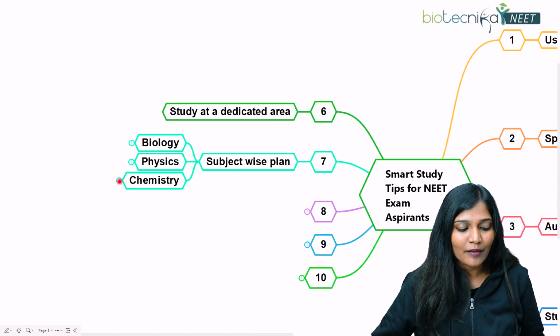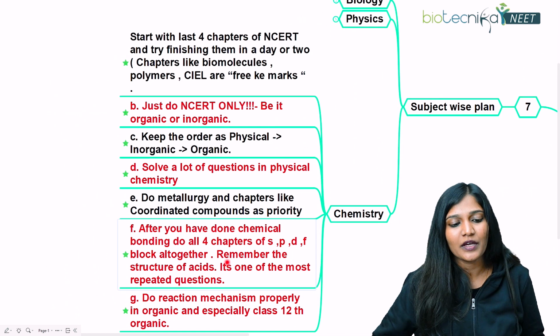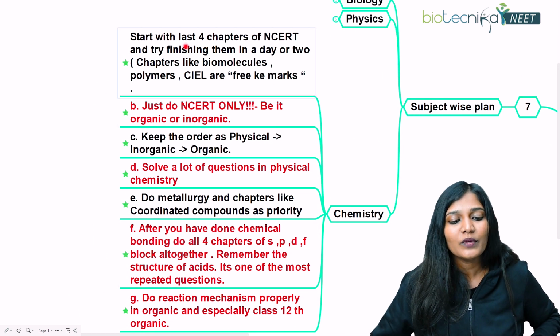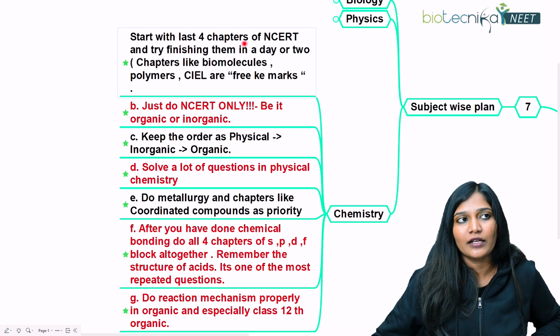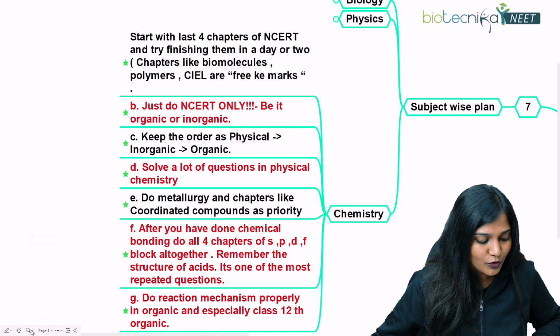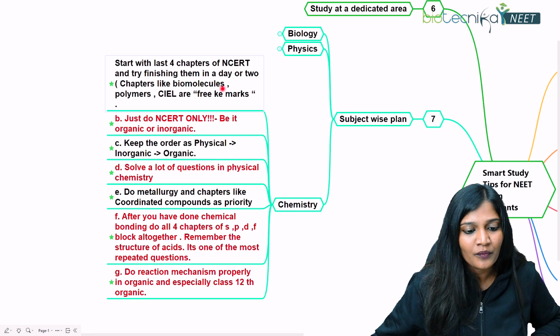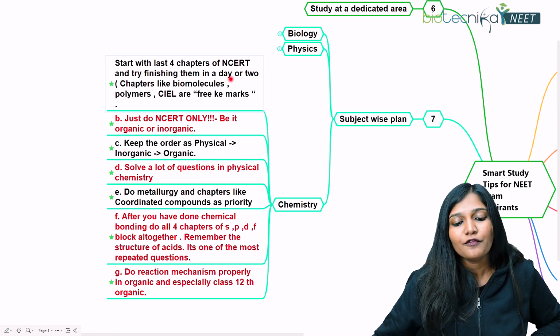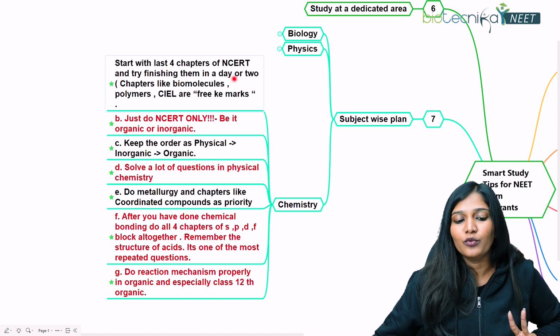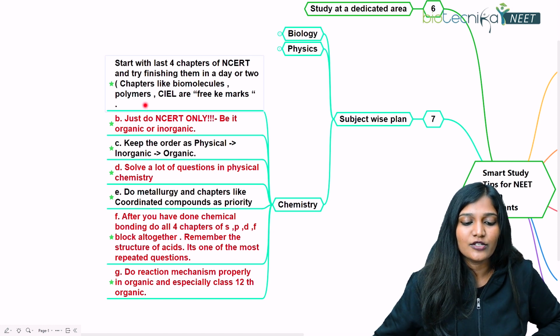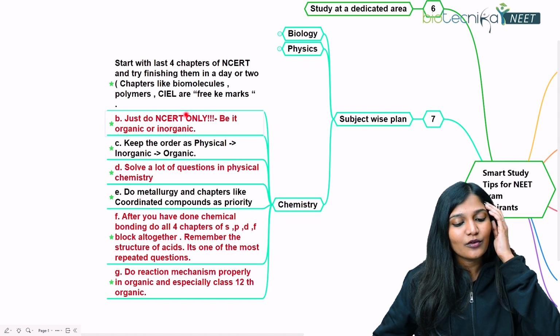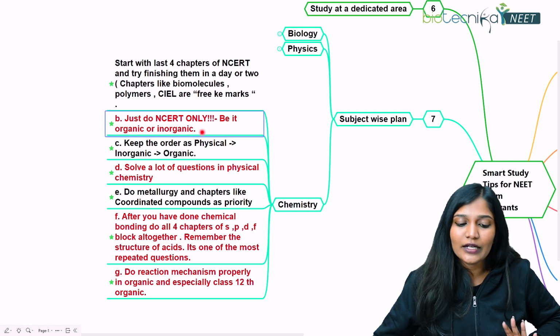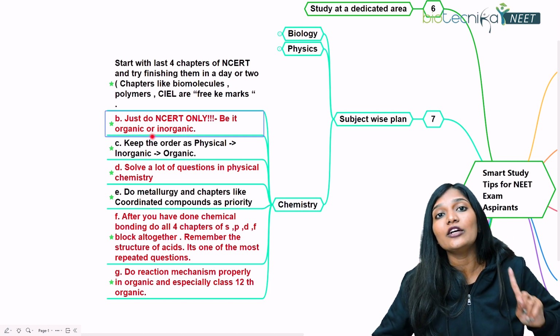The next is for chemistry. I'm going to tell you the preference of chemistry also. So start with the last 4 chapters of NCERT. You have to start with all the last 4 chapters very specifically. Try to finish them in 1 day or 2 days. Like you can take up biomolecules, you can take polymers. So everything you can take up, and just do NCERT only, whether it is organic or inorganic.